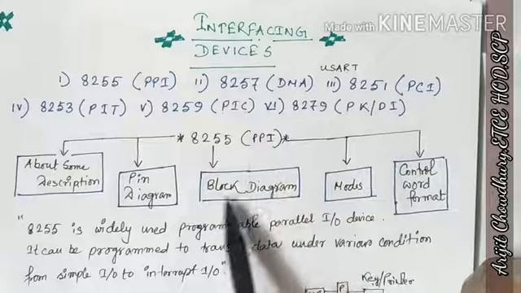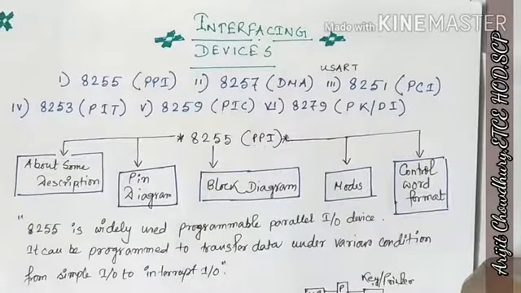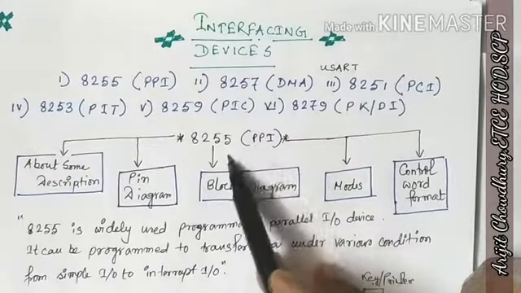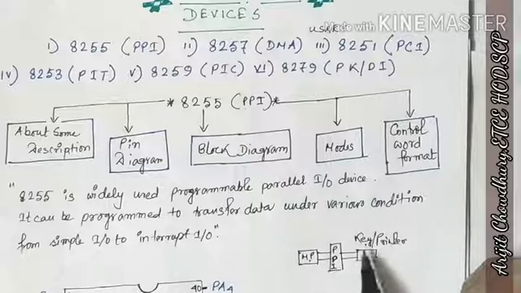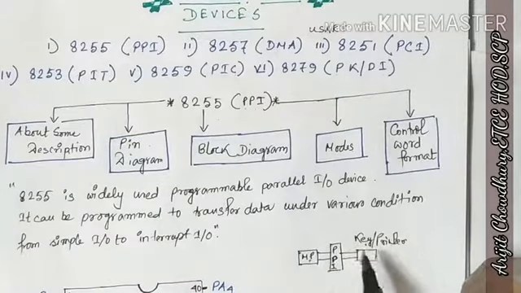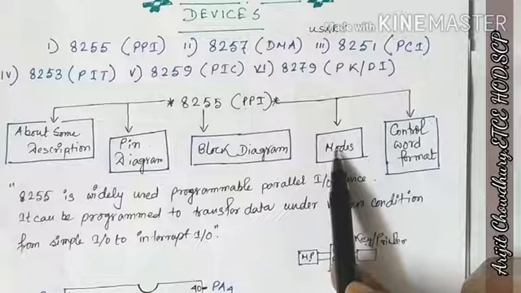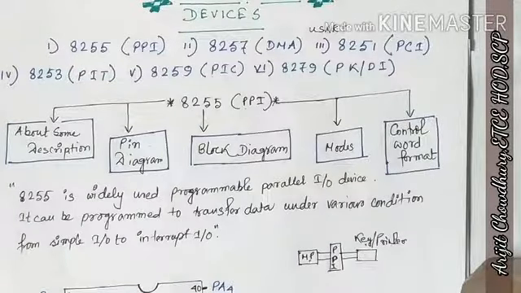The block diagram is the architecture of 8255. Then modes. What are modes? There are several modes in 8255. Actually, how data is transferred from keyboard or printer to microprocessor, or microprocessor to keyboard or printer, is defined by the modes. Then the control word format.